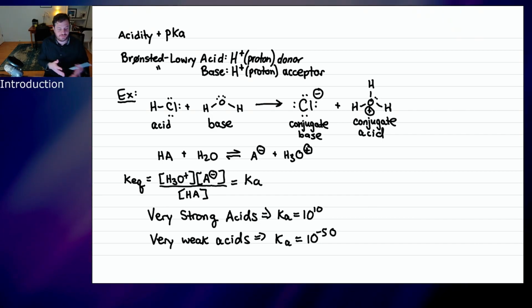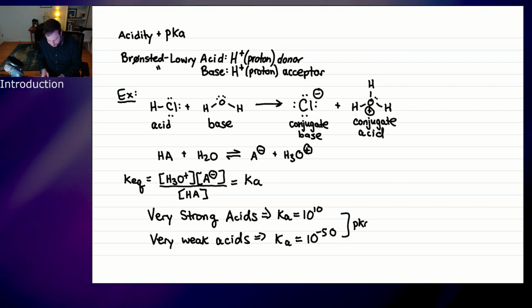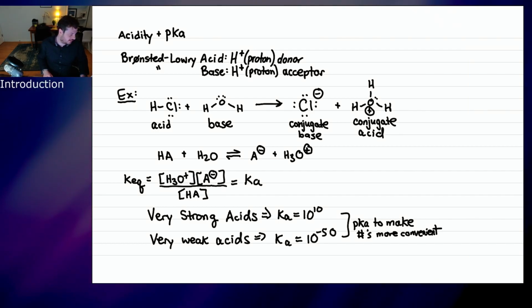Now, these numbers are not very convenient for people to talk about, 10 to the 10, 10 to the minus 50. These are extremely unwieldy numbers. So chemists decided, well, let's use something called pKa to make the numbers more convenient.